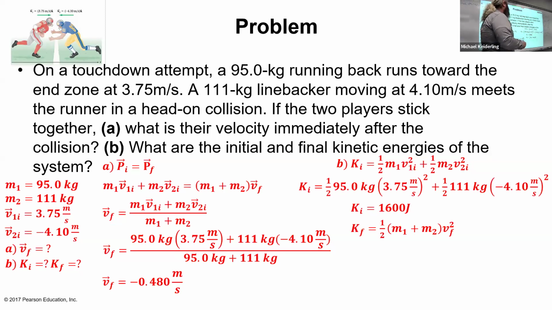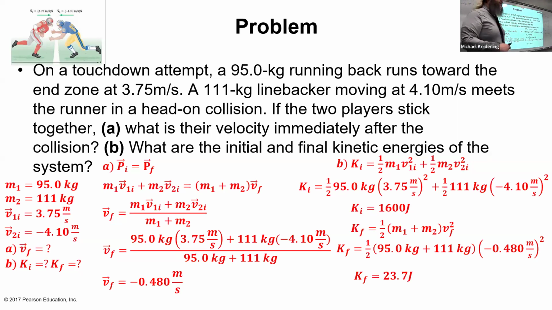And the final kinetic energy is 1/2 mass 1 plus mass 2 times the final velocity squared. So 1/2 times 95 kilograms plus 111 kilograms times minus 0.48 meters per second quantity squared, which is 23.7 joules. So a lot of energy is lost. And that energy is converted into vibrations, and it all gets dumped into the football players.